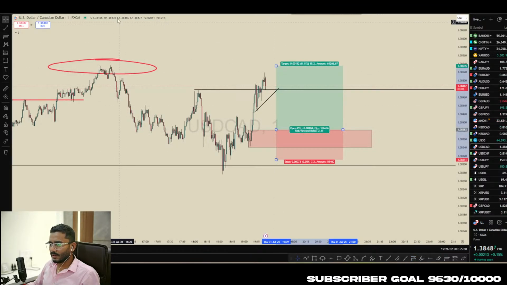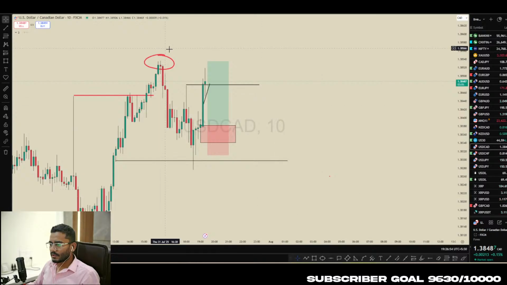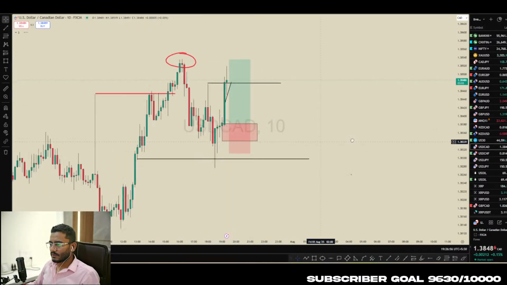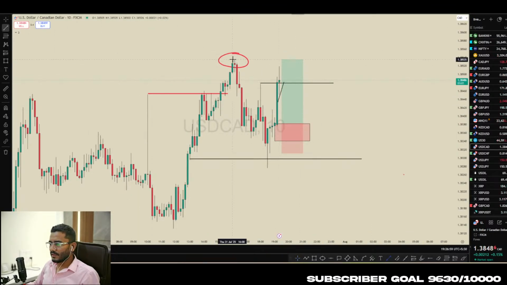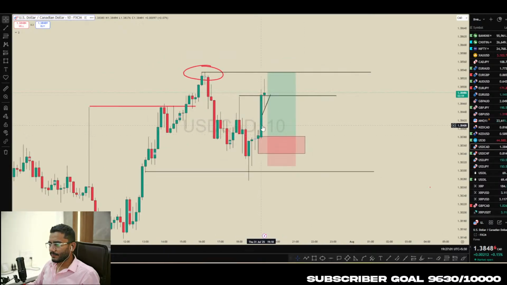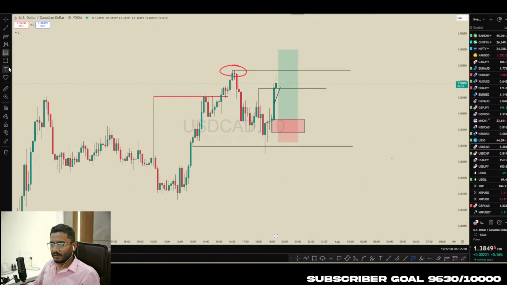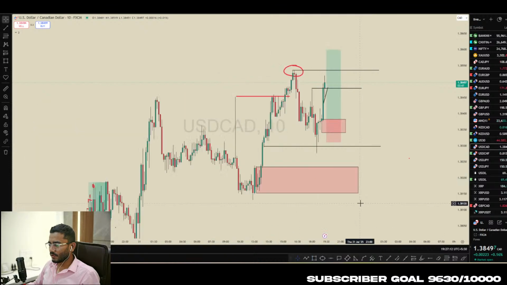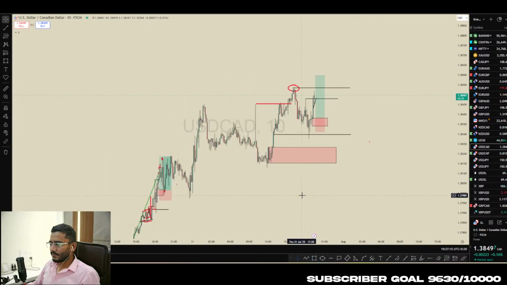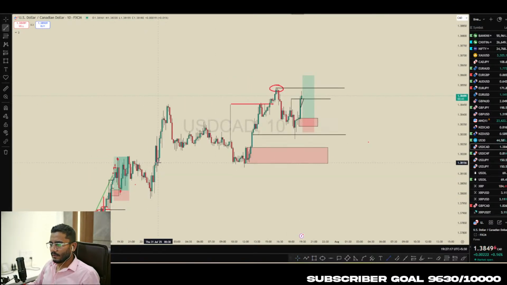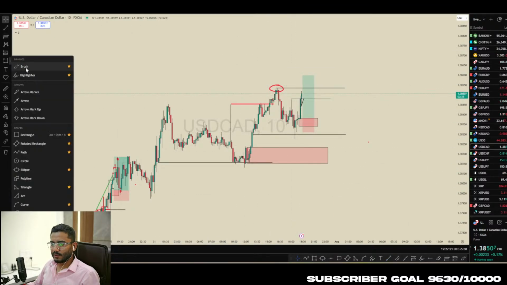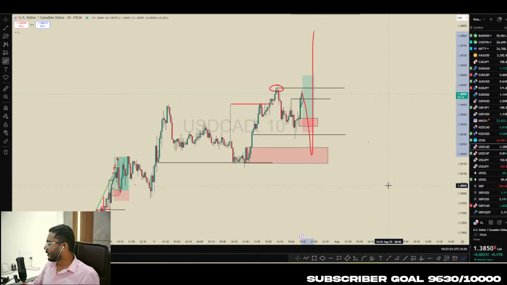Here, the next high will be a target. This next high will be our target, 1:3. And this is another POI which we can use for our entry. Same thing. Price swept the liquidity, broke the structure, created more liquidity. We have this trend line liquidity and equal lows. We can use this for our entry.